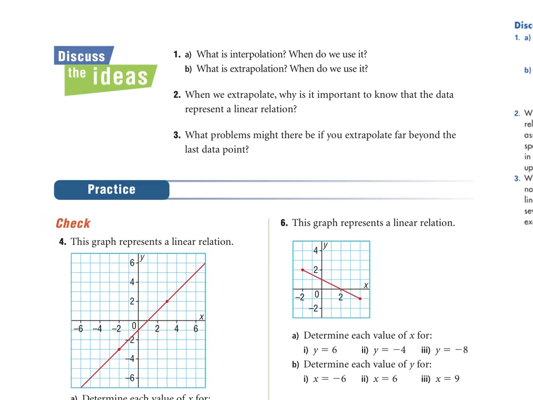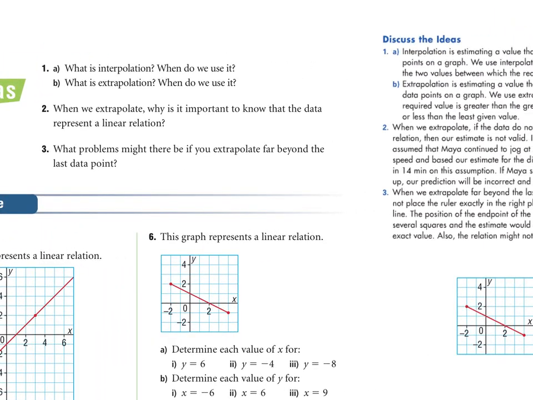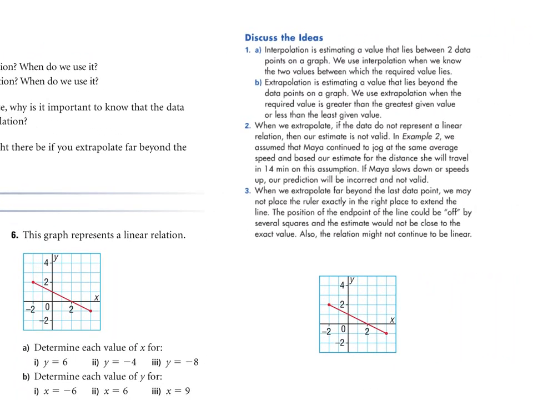So we talked about this in the last video when we were discussing Unit 4.5. And we have the answer right over here. Interpolation is estimating a value that lies between two data points on a graph. We use interpolation when we know two values between which the required values lie. So what that basically means is we use interpolation when we know the answer to our question can be found in the data inside of the graph.